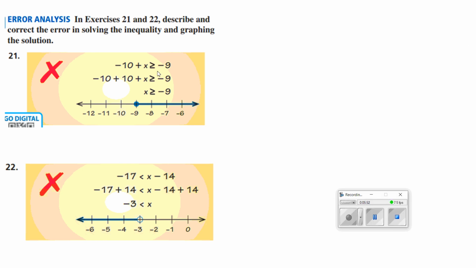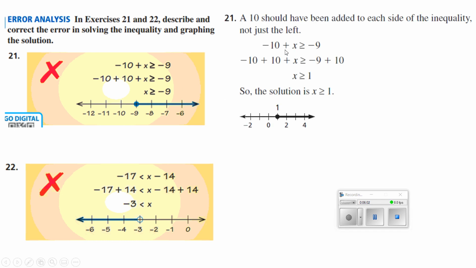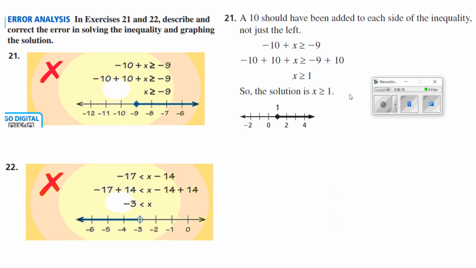Well, let's see what they did wrong here. On this one, they were supposed to add 10 to both sides. And if you add 10 to this side, you have to add 10 to this side. It doesn't look like they did that, right? You add 10 to both sides, and 10 minus 9 is 1. And that's where they would have gotten x is greater than or equal to 1. I would have shaded in my dot because it's equal to it as well, and shaded all the lines going bigger than 1. All right, you guys have number 22 to do.